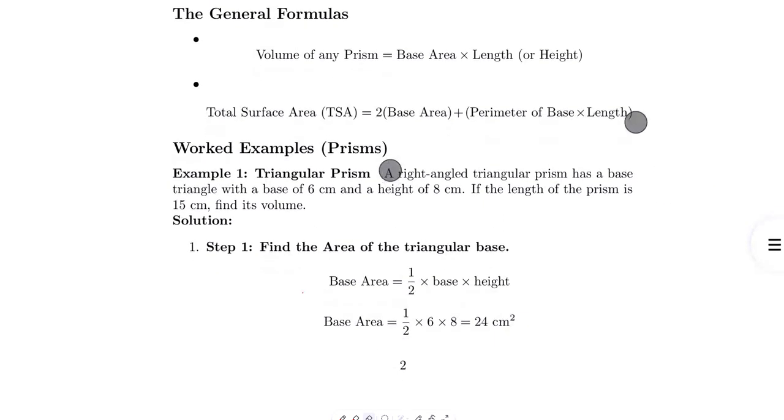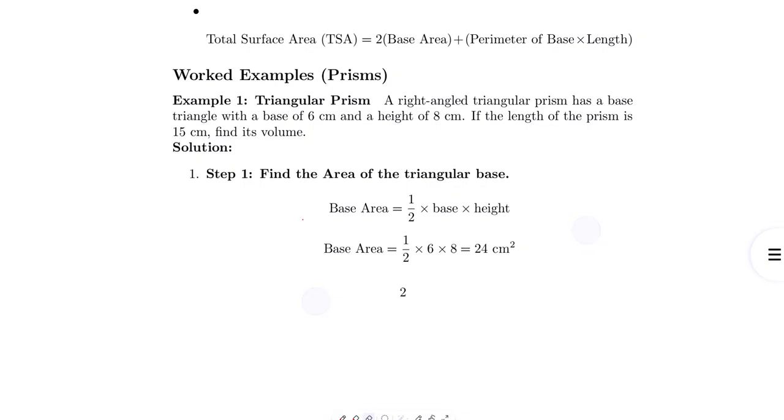All right. So now let's look at the example. We are looking at the first example on triangular prism. We said a right angle triangular prism is with a base of 6 centimeter. So they've given you the base. They say the base is 6 centimeter, and the height of 8 centimeter.